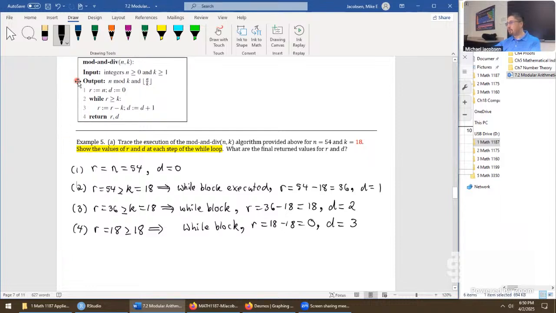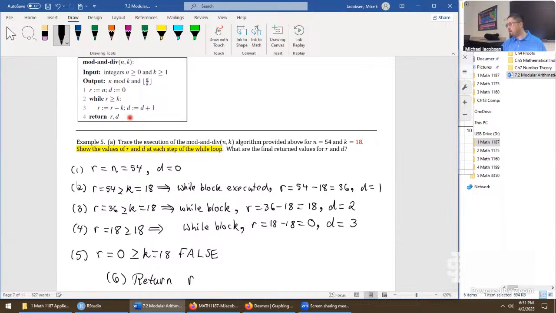Now we run through this whole thing again. We're still in the while loop. On step 5, we do a check. R equals 0. And the condition 0 greater than or equal to k, which is 18, is false this time. So we finally get a false Boolean on the while condition. So that means on step 6, we're ready to return. We just skip down to this step.